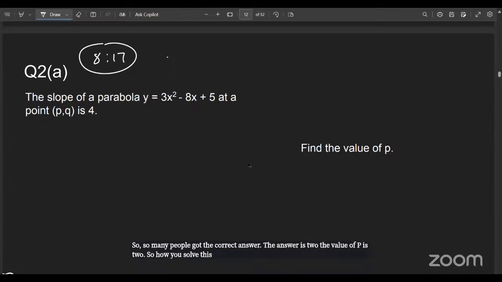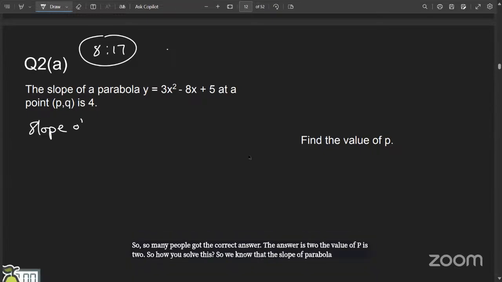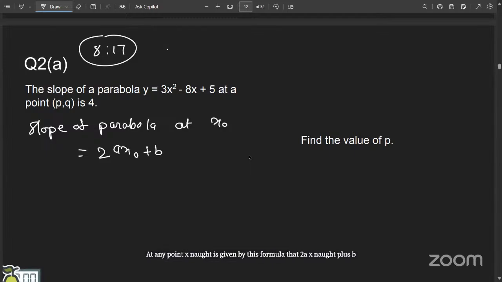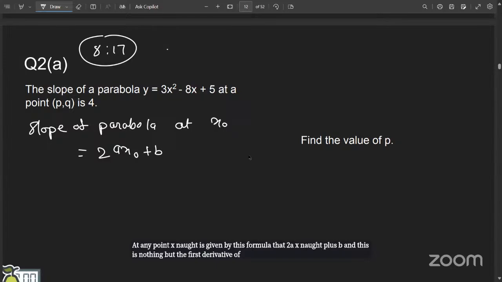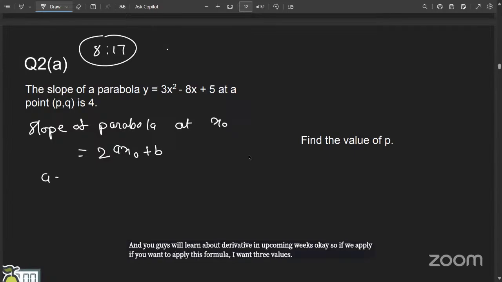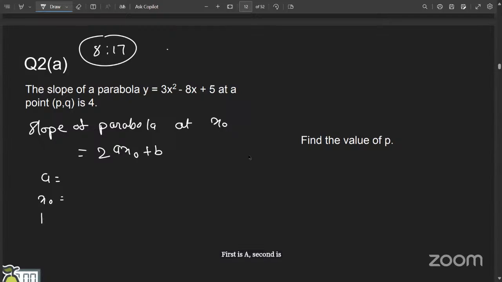So we know that the slope of a parabola at any point x naught is given by the formula 2a x naught plus b. This is nothing but the first derivative of the parabola at a point x naught, and you will learn about derivatives in upcoming weeks. If you want to apply this formula, I want 3 values: first is a, second is x naught, and the third is b. The equation is given here.